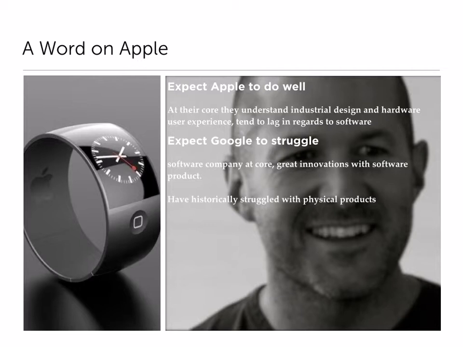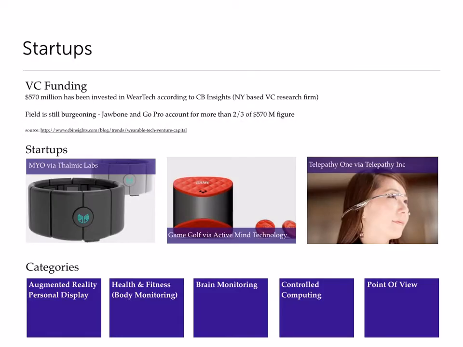Great innovations with their software product, but historically they've struggled with physical products. So this is a type of thing where you take a step back as a company and realize, hey, what is a wearable technology play? Is that really within our wheelhouse? And so those are the current companies. Those are basically who's now. Now let's take a look at who's next.